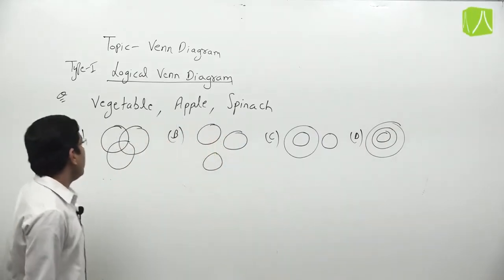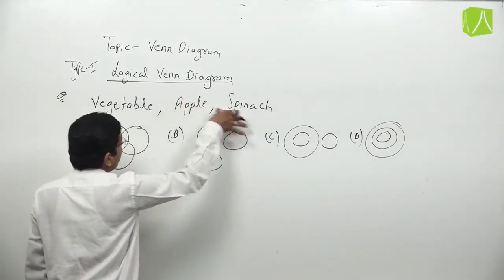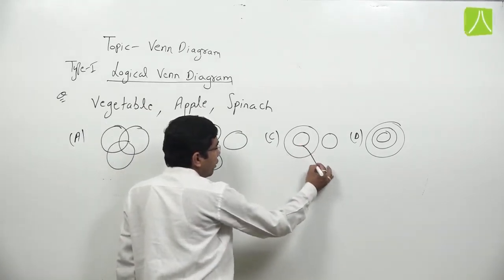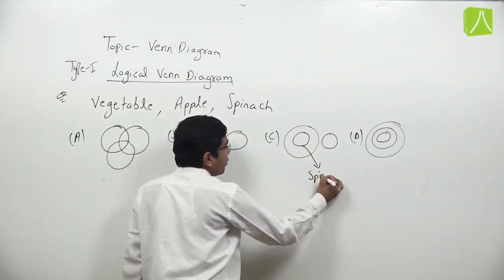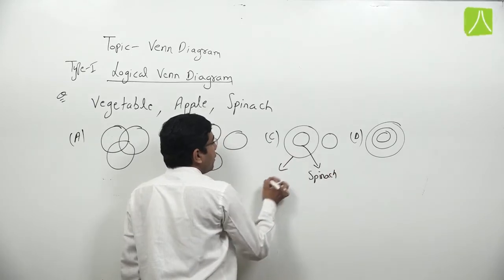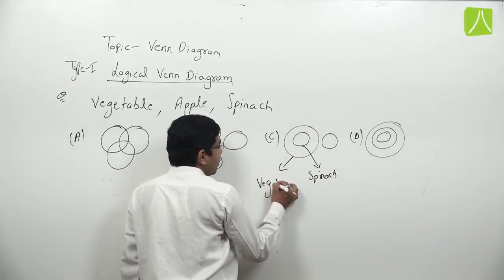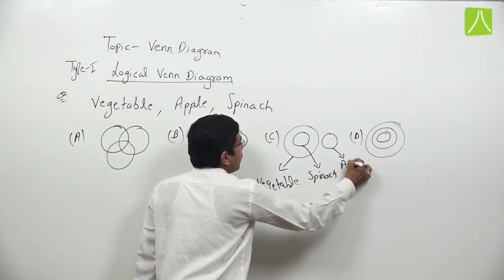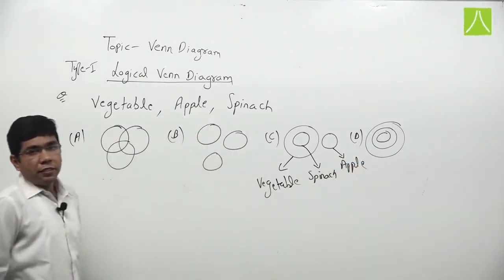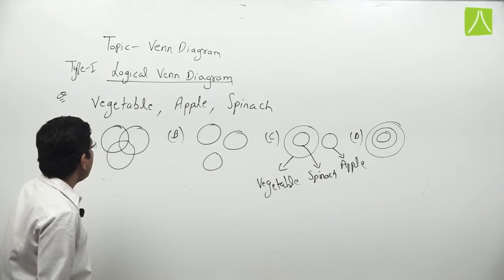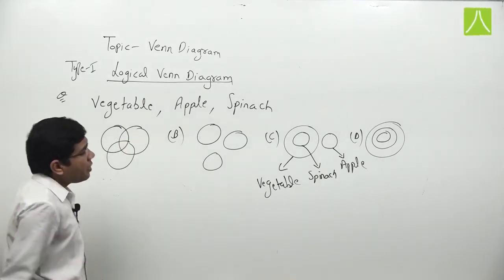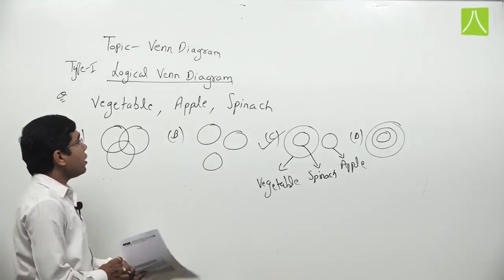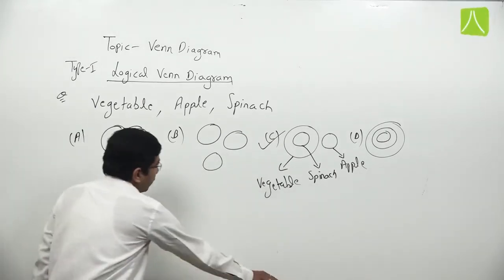we know that spinach is a type of vegetable. So we can say that if this circle denotes spinach and this circle denotes vegetable, and apple is a different thing, then vegetable, apple, spinach should be denoted by option C. So for this question our answer should be option C.